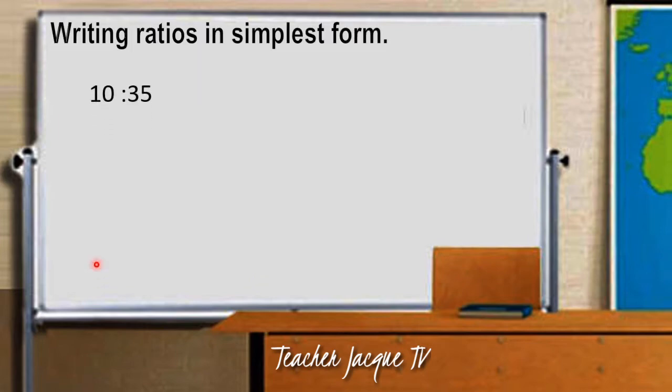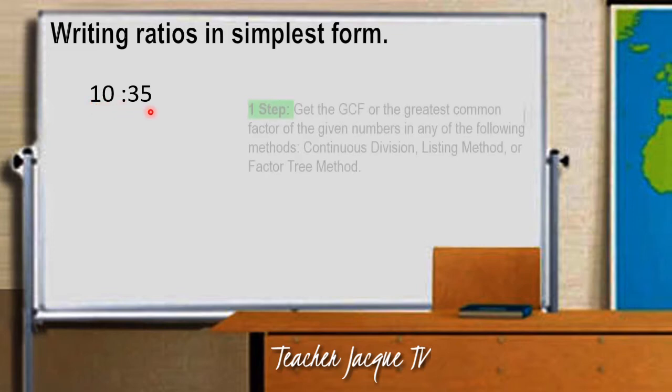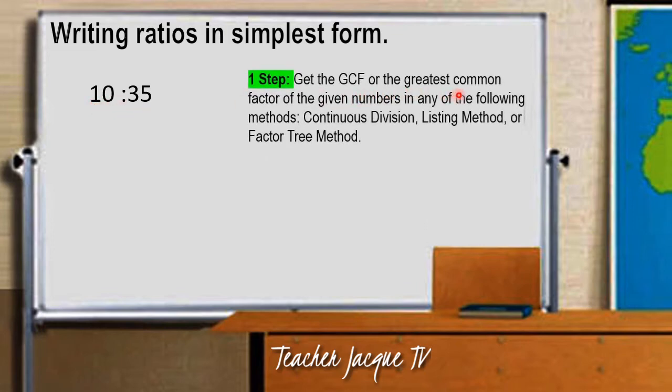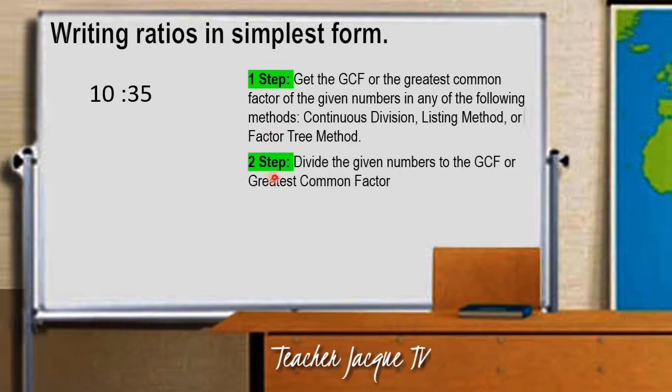Let's have our next example. So, we have 10 is to 35. Again, we will get the GCF or the greatest common factor. In this discussion, I am going to use the continuous division method. But if you want to use listing method or factor tree method, pwede din naman. Then, step 2, we will divide the given numbers by the GCF. Now, let's get the GCF of 10 and 35 using the continuous division method.